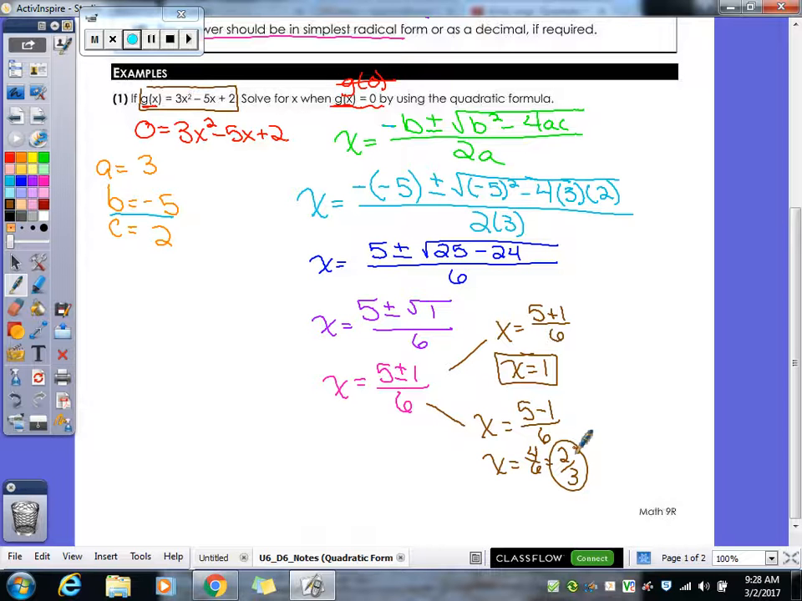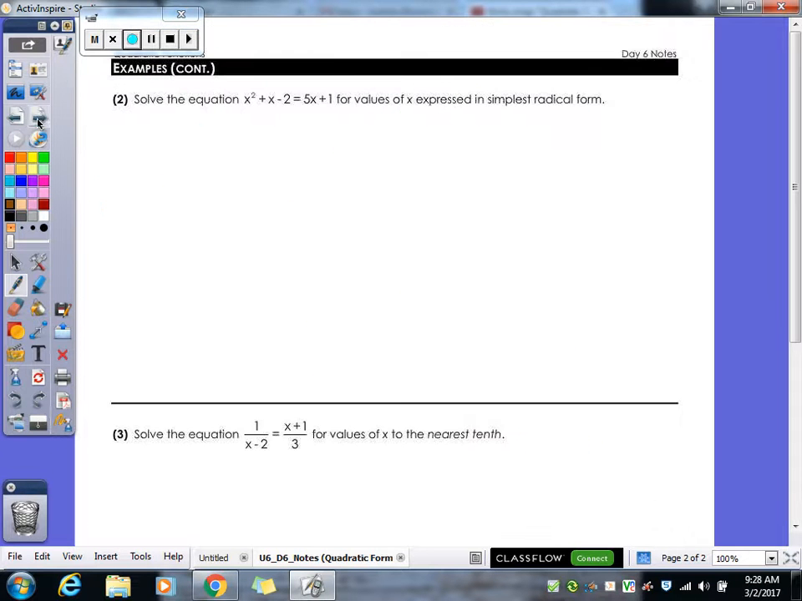Okay, let's take a look at our examples on the back. So we have solved the equation x squared plus x minus 2 equals 5x plus 1 for values of x expressed in simplest radical form. That's a key thing right there, simplest radical form. Did we not do that before? Our last answer was not simplest radical form because we didn't have a radical. Radical is what we were talking about last time.